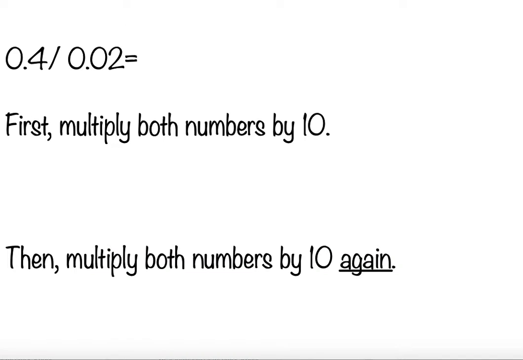Okay, moving on. We're going to try this one. Go ahead and write 0.4 divided by 0.02. And in this problem, we're going to start out by first multiplying both numbers by 10. So if we do that, the decimal moves over one place here and one place here. But what I want to do is turn this number, our divisor, into a whole number. So I'm going to need to multiply it by 10 one more time. And if I do it to this number, I have to do it to this number as well.